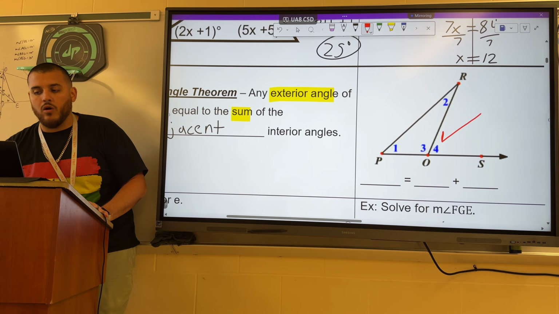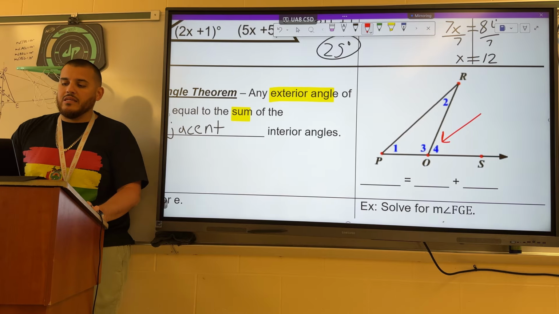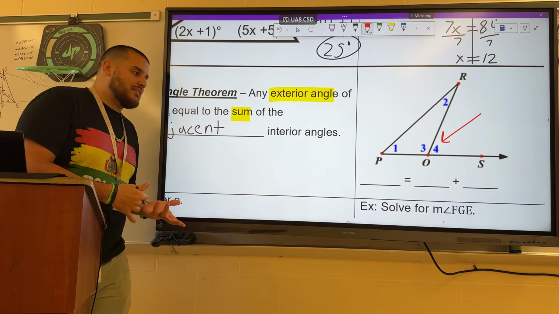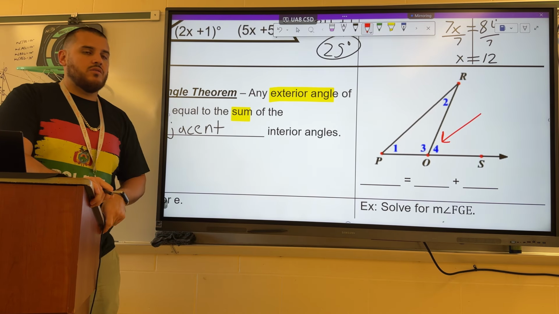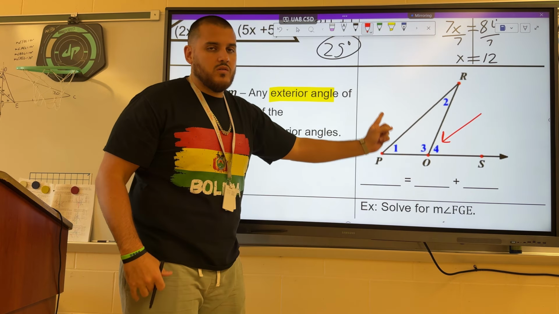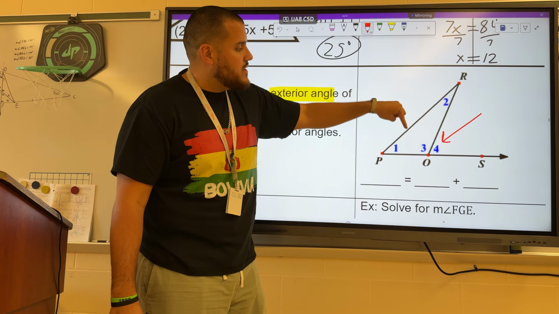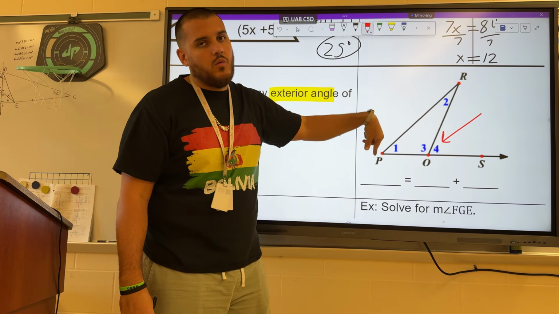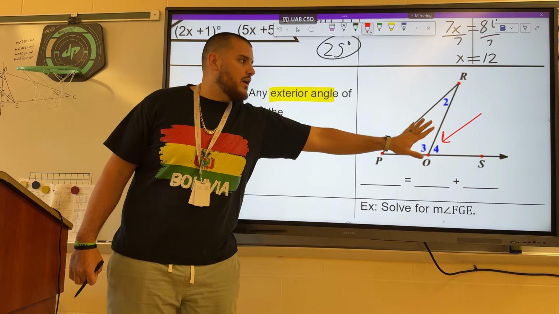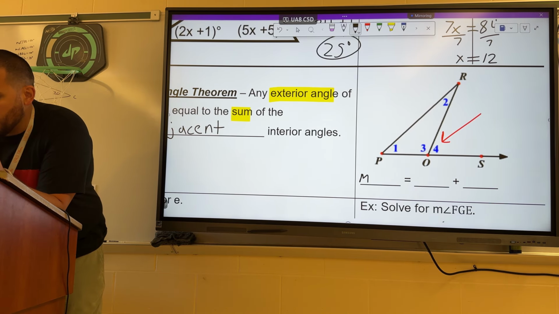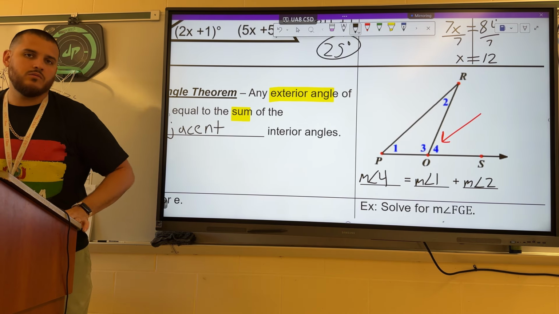Okay, so as we look at our example here, hopefully you can tell the exterior angle would be angle 4, and that is going to equal the sum of the angles that are not next to it in the interior of the triangle. So the interior is angles 1, 2, and 3. The one that is next to 4 is angle 3. So the two non-adjacent angles are 1 and 2. So the exterior angle theorem for this figure would tell us that the measure of angle 4 is equal to the measure of angle 1 plus the measure of angle 2.